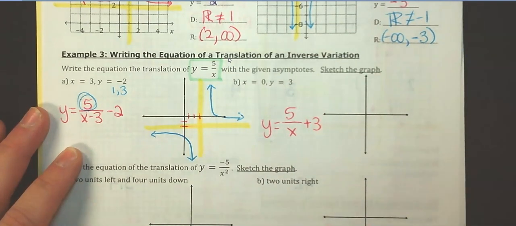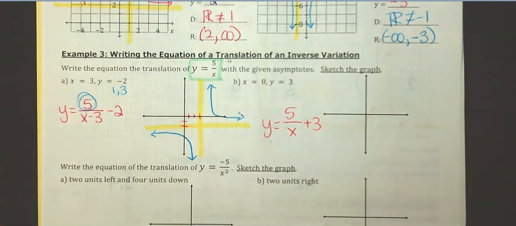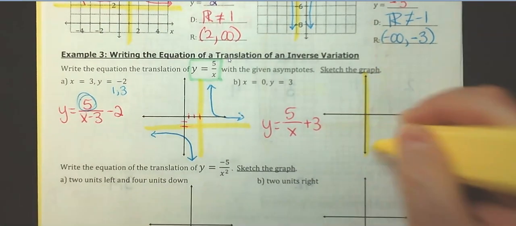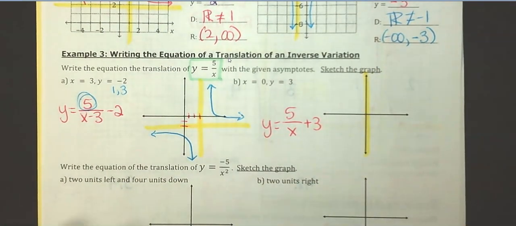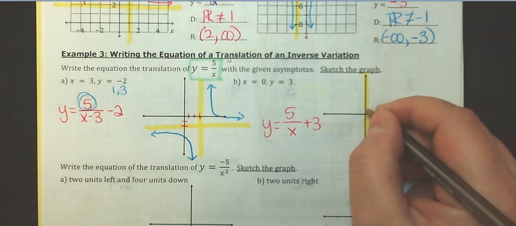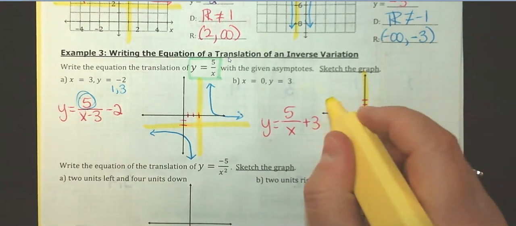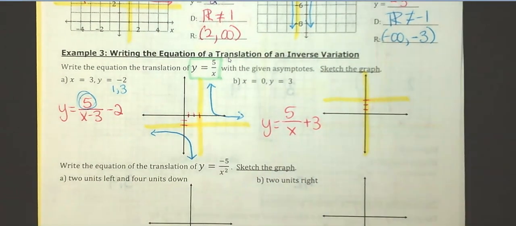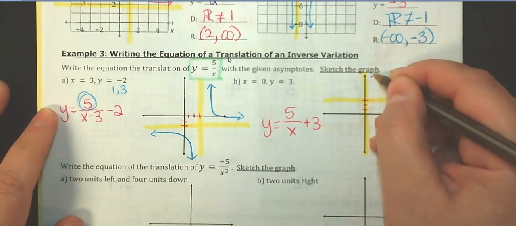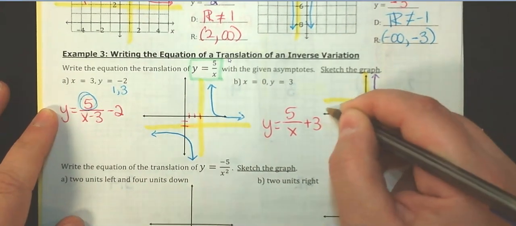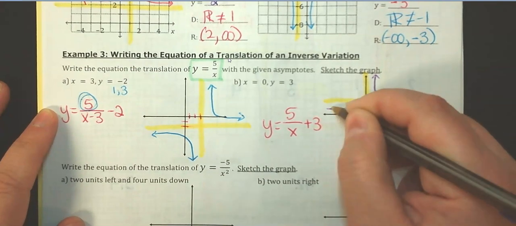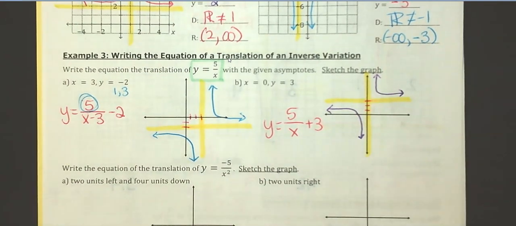Okay, not going to shift left or right, so I'm going to leave x equals 0, which is just the y-axis, so that's going to be my asymptote, my vertical asymptote. And then I'm going to go up 3, so I'm just going to kind of eyeball like 1, 2, 3. And I'm not flipping what quadrant this is in or anything like that. I still have a positive 5 on the top, so the branches would be in quadrants 1 and 3 here also. If that number on the top is negative, it would be 2 and 4.